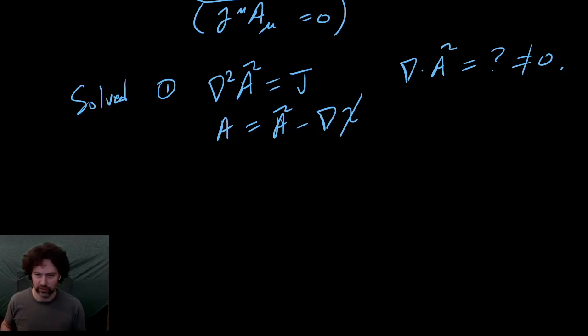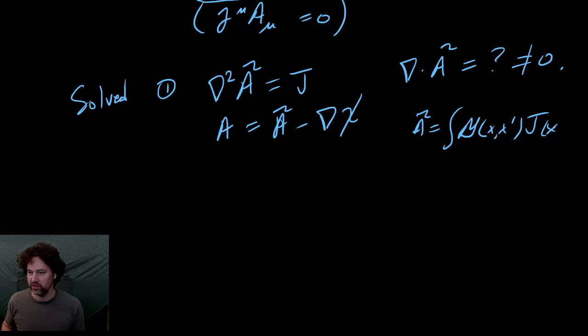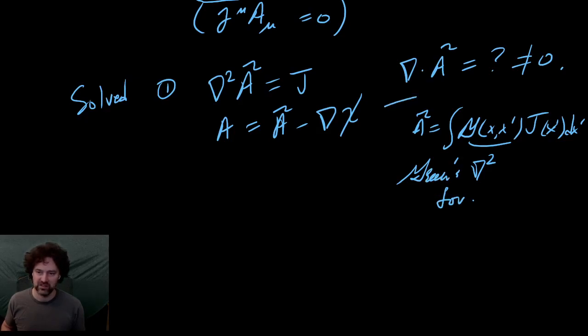And we can write that equation out specifically. So A tilde is the integral of G of x, x prime, J of x prime, dx prime, where G is the Green's function for grad squared. So that's the solution. We can take that as a given.